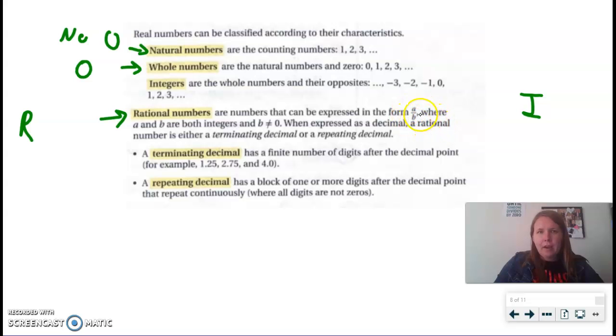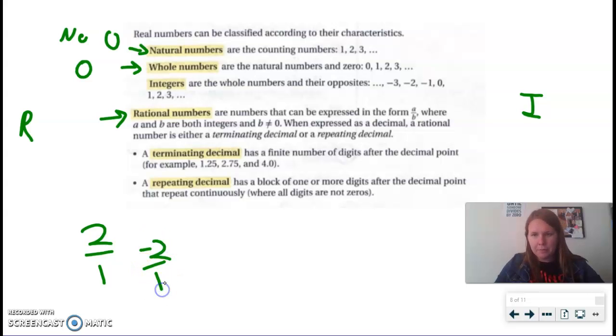What it means is that if I can write that number in fraction form, it's considered to be rational. If I wanted to think about 2, I can write 2 in a fraction form, because 2 divided by what would give me 2? 2 divided by 1. So 2 would be considered rational, as well as its negative form, -2, because I can do -2 out of 1.